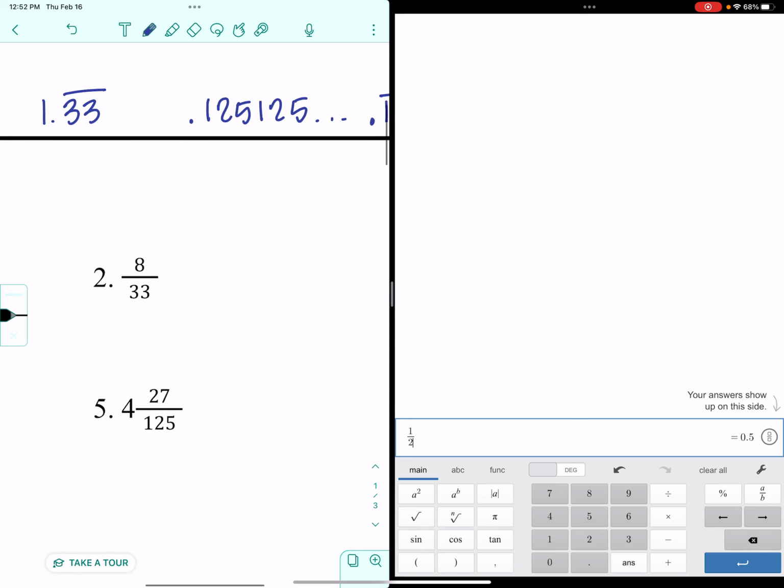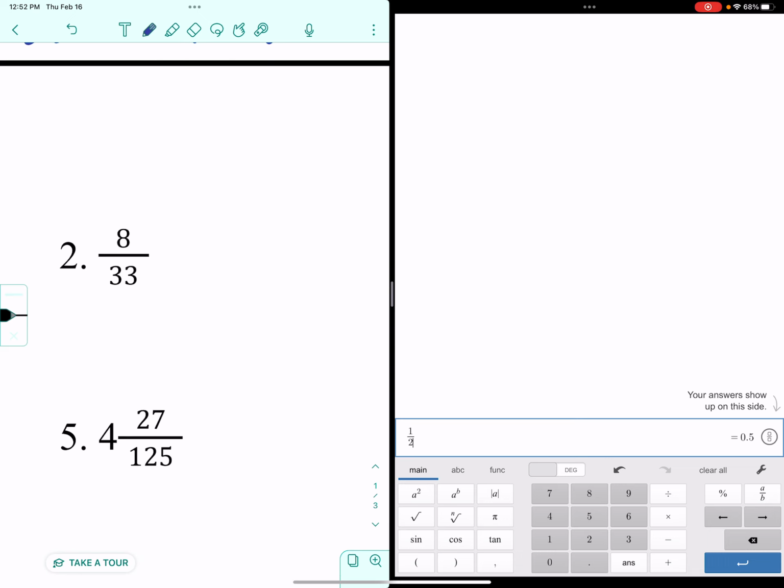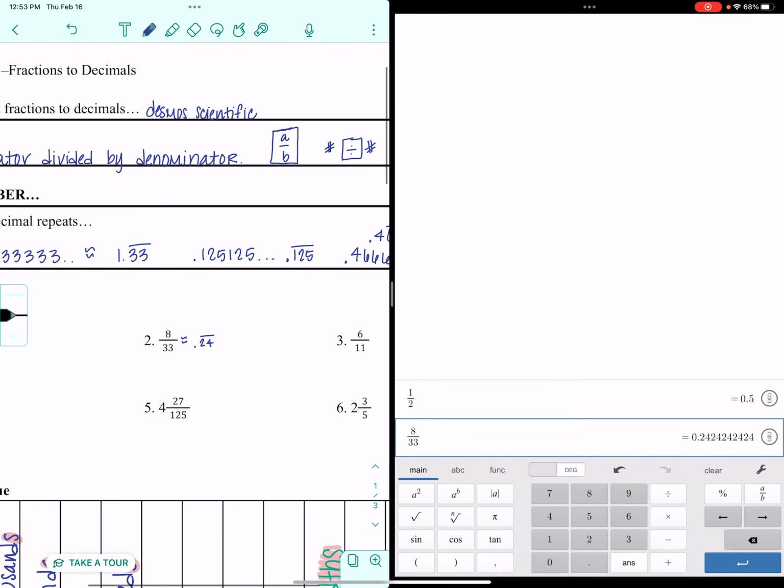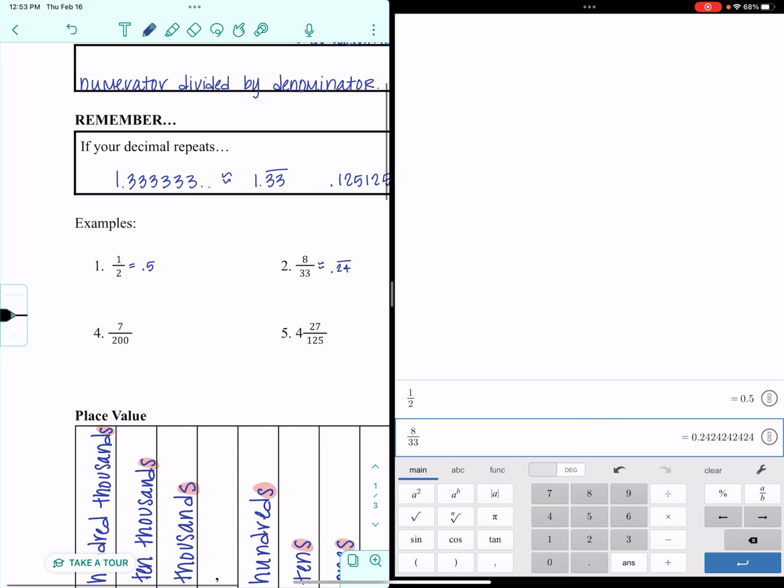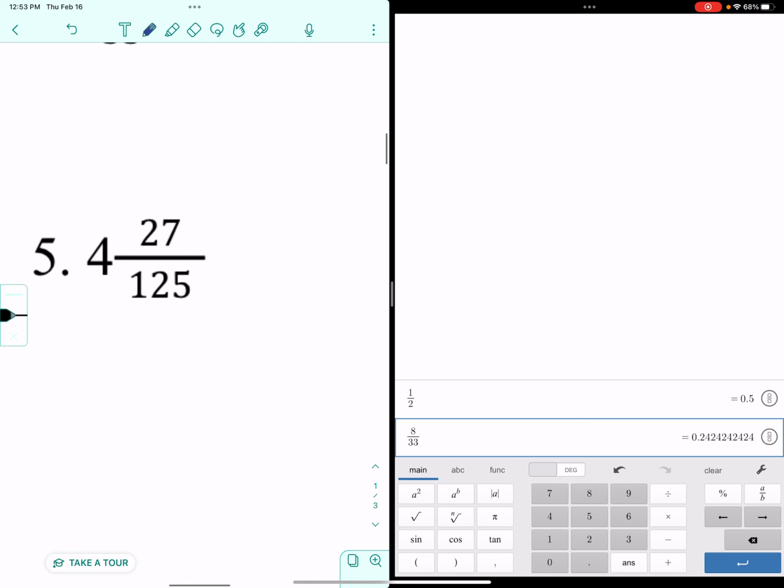If I do number 2, I can do it the same way. I'm going to use my fraction button. That gives me 0.24, and it's going to repeat, so I'm going to put the bar over it. These are fairly easy. I'm going to go do one of the mixed number ones.